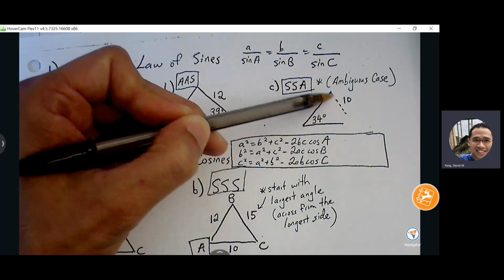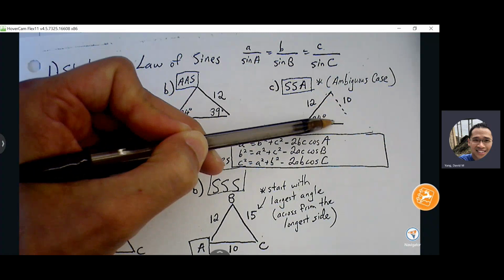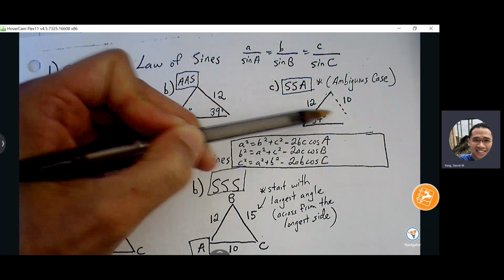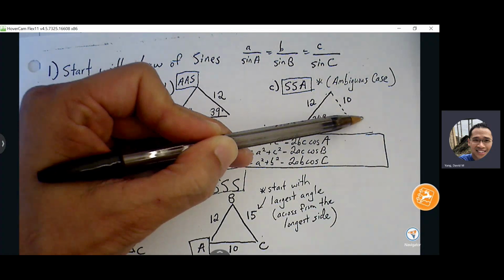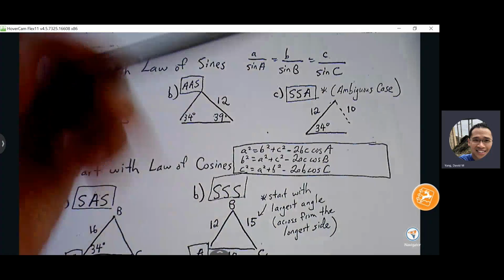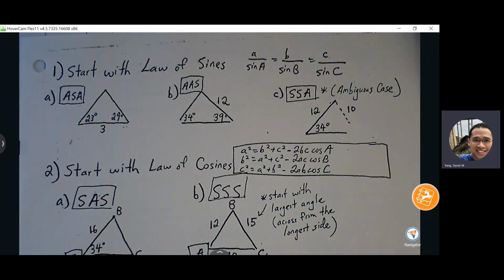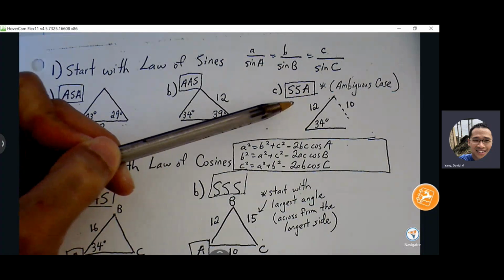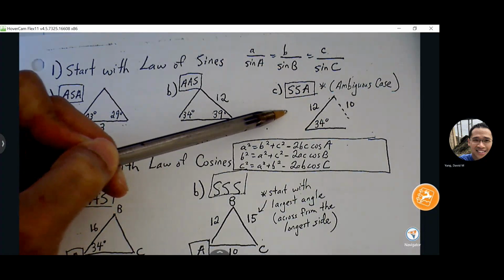Or is it longer than the height, but shorter than the hypotenuse, which means that it can swing back and forth between an acute triangle and an obtuse triangle? And that's a situation where we have to create two triangles, and there's a whole mess. But we practiced with that, and we'll get some more practice today and tomorrow and Monday.